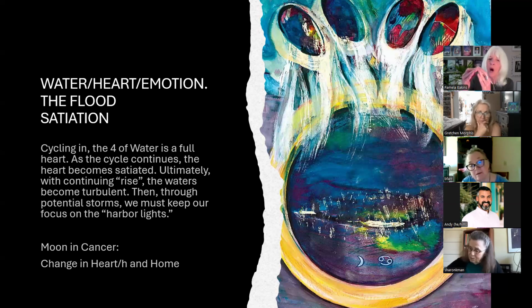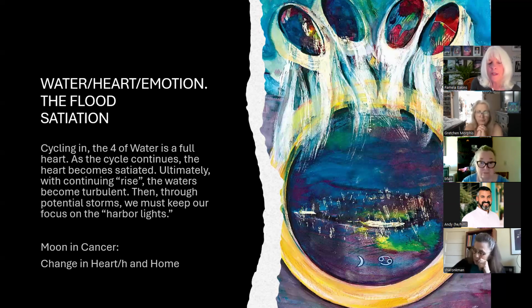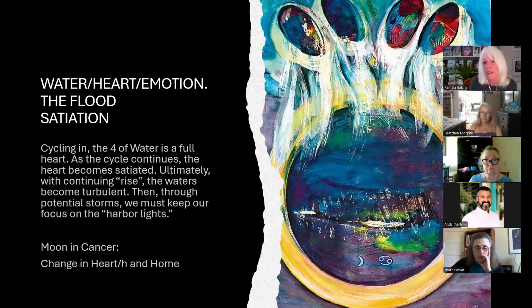But then with the continuing rise and the fullness of emotion, the waters can become turbulent. And then through these potential storms, we have to keep our focus on some light, because it can become dark. It can rise up and feel like it's going to suffocate us. This card is the moon in Cancer, and the moon is all about changeability, and Cancer is all about hearth and home and closeness, whatever is close in. And so the moon is change. Well, this card is about change and filling and filling. It's good when it's not over the brim, but when it goes over, then it can become really difficult. Okay, so I think of all the 4s, this card is the most mysterious one that we deal with.